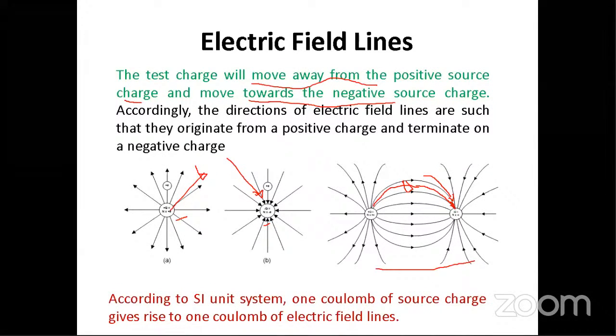And what is the SI unit? According to the SI unit system, 1 coulomb of source charge gives rise to 1 coulomb of electric flux lines.